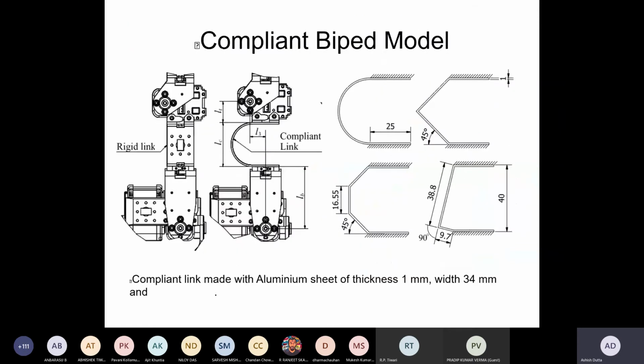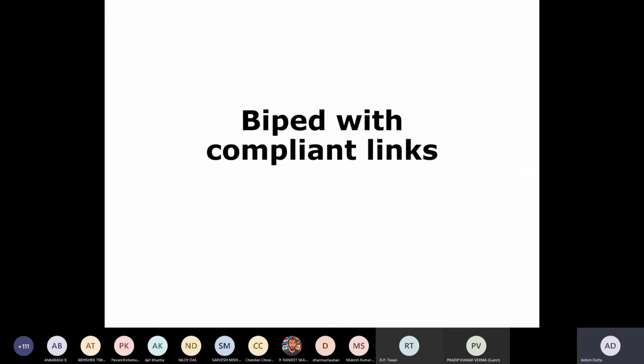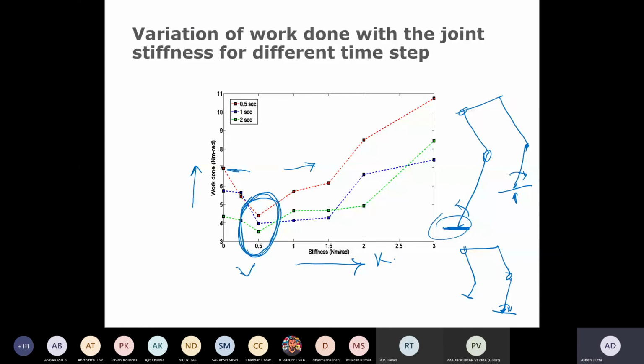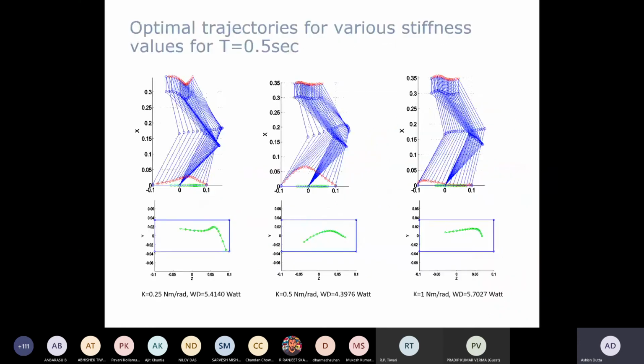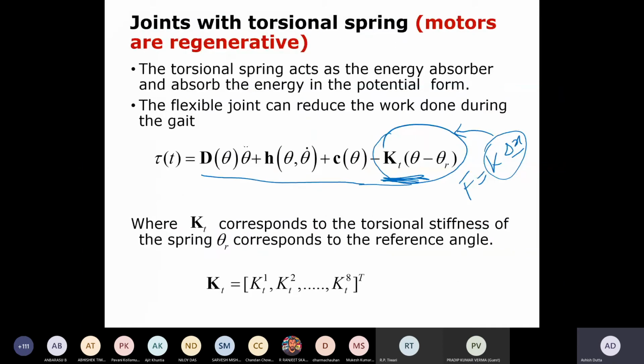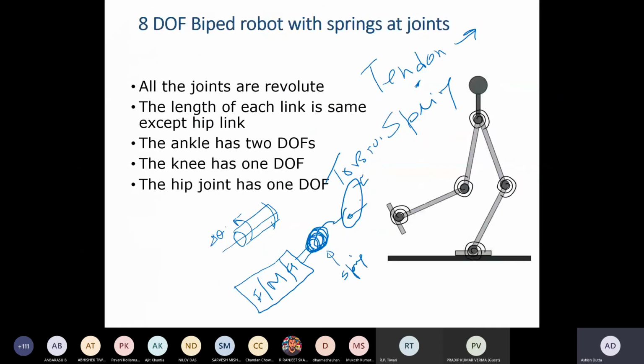Why? Because if you put a spring, the stiffness of the spring will become constant. And if the stiffness of the spring is constant, then you cannot switch it. So this is a major challenge in trying to make robots which have some kind of softness in the joint. Now, in terms of control, there is something called series elastic actuators.